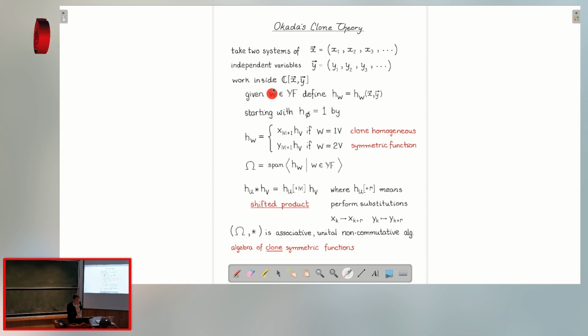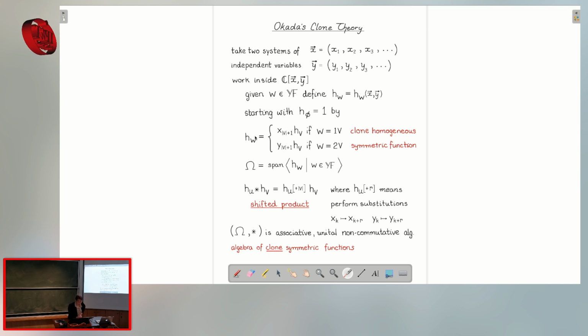So given a Fibonacci word, I define something called h_W, starting with the empty word, which I just declare to be 1. In general, I look at the word, and whenever I see a 1 in the word, I replace it by an x, and if I see a 2, I replace it by a y. The index of the x and the y is going to record how its position is measured from the right.